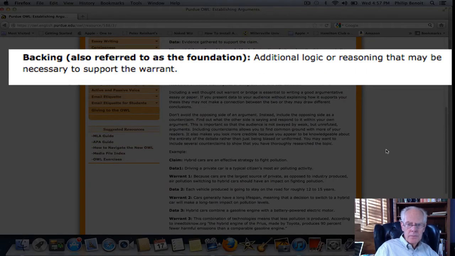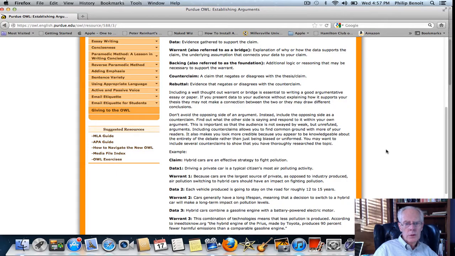The backing, also referred to as the foundation, is additional logic or reasoning that may be necessary to support the warrant. So when you get into the warrant, the explanation of why or how the data supports your claim, sometimes you need to reason that out. You need to persuade through logic that this actually does work to support your claim.